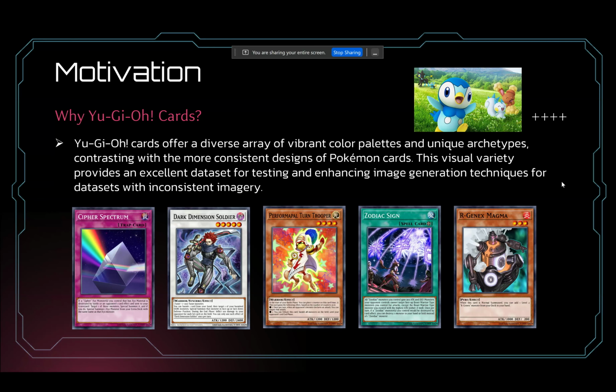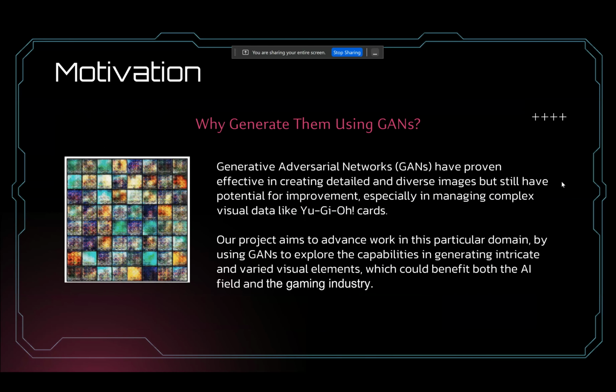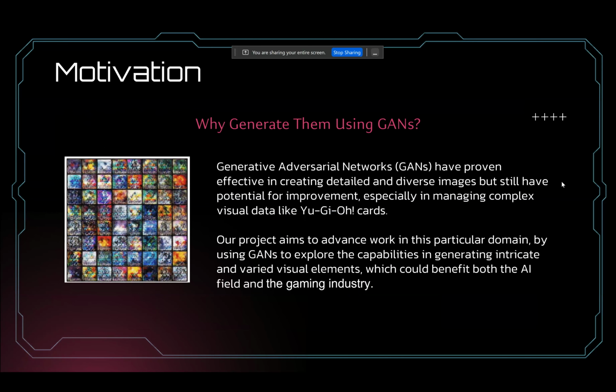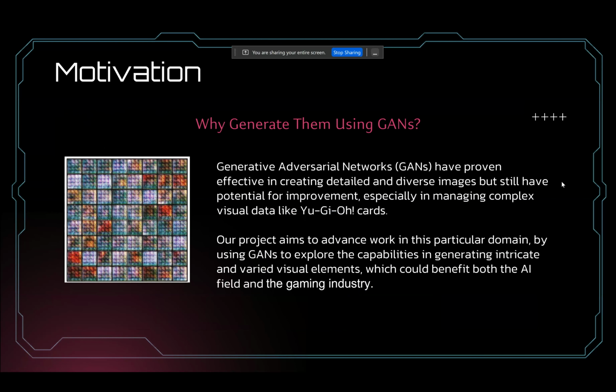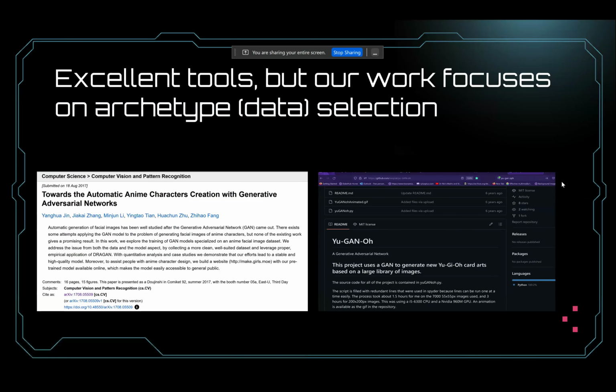And so why focus on the GAN aspect of this? Well, there's been work done with GANs specifically for Yu-Gi-Oh cards and for cards in general. What we noticed was that even the automatic anime character creation paper, which throws a bunch of anime faces into the data set, and even the titular YuGANo project that serves as inspiration for our project, all throw a mix of data in and let the models generate fake imagery.